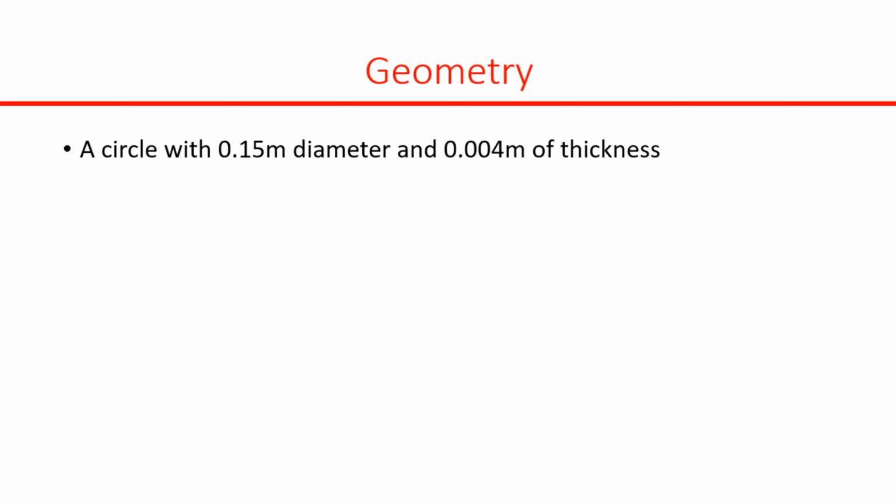So the geometry we're going to make in Ansys will be a circle with 0.5 meters of diameter and 0.004 meters of thickness. First of all, you have to install Ansys. I have the demo version. It's going to be in the description. You can download it from there.